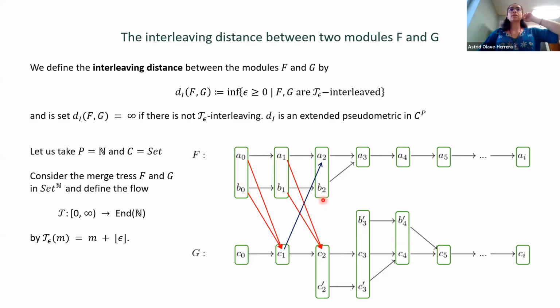But if I try to do the next arrow, going up from G to F, I need to assign C1, let's say, to A2. And now we have a problem. The triangle that we were talking about before has to commute, and it does not anymore with this particular attempt at an interleaving. So let's focus on B0: it goes to C1 going down and goes to A2 going up, but from left to right it goes to B2. So now that triangle does not commute because they're going to different elements, A2 and B2.